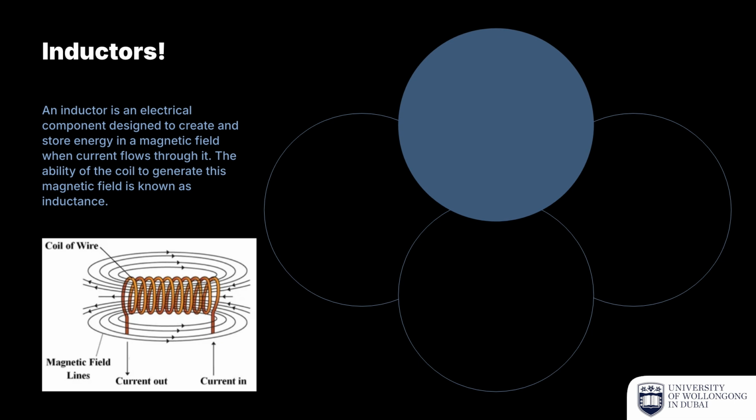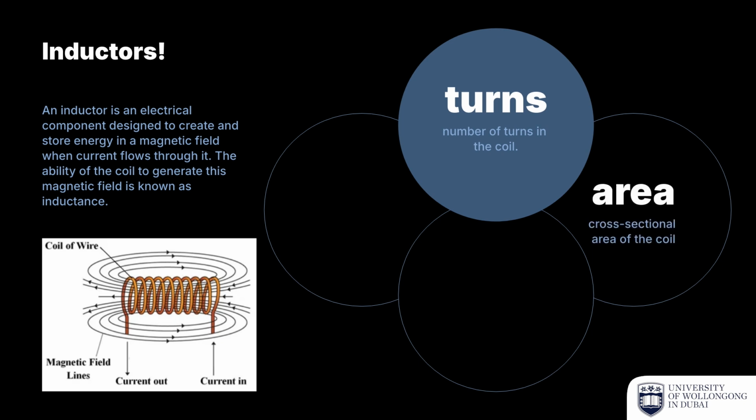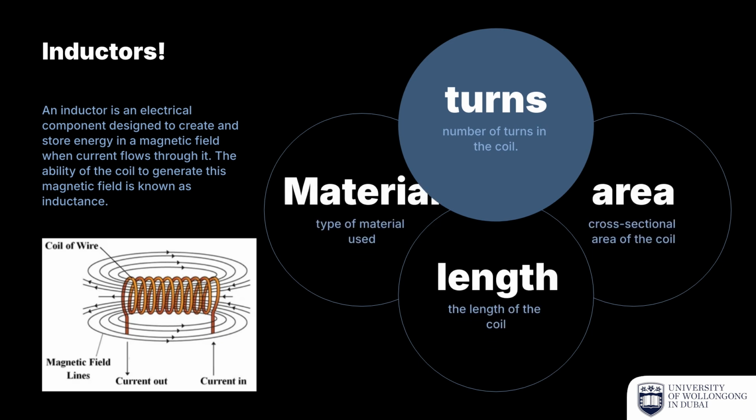Inductance depends on several physical factors such as the number of turns in the coil, the cross-sectional area of the coil, the length of the coil, and the type of material used in the core. Increasing the number of turns or using a magnetic core can significantly increase the inductance and strengthen the magnetic field produced by the inductor. Inductors behave uniquely when the current in a circuit changes.